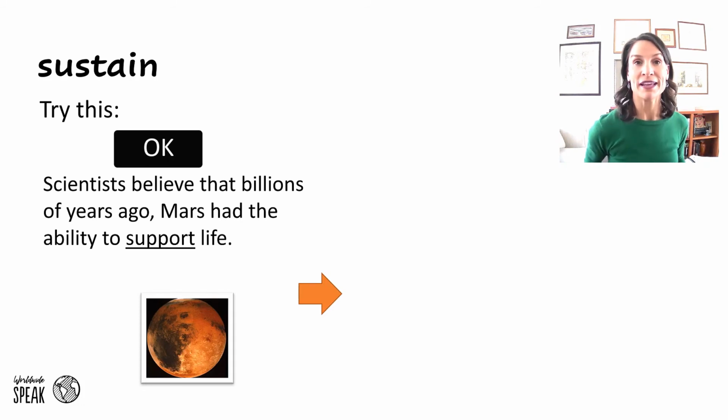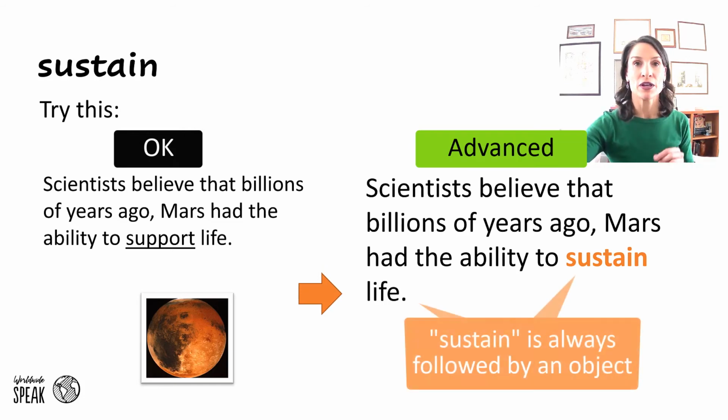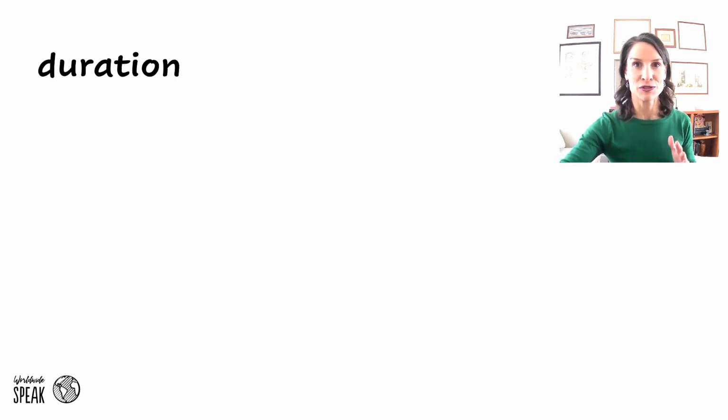So let's rewrite this sentence using sustain. Here's the original. Scientists believe that billions of years ago, Mars had the ability to support life. Pretty easy to change this sentence. I'm going to just change it for the word sustain. Scientists believe that billions of years ago, Mars had the ability to sustain life. And remember, you're always going to have an object after the verb sustain. And here it's life.